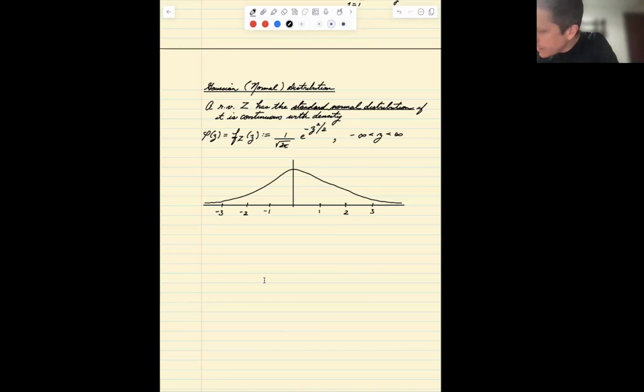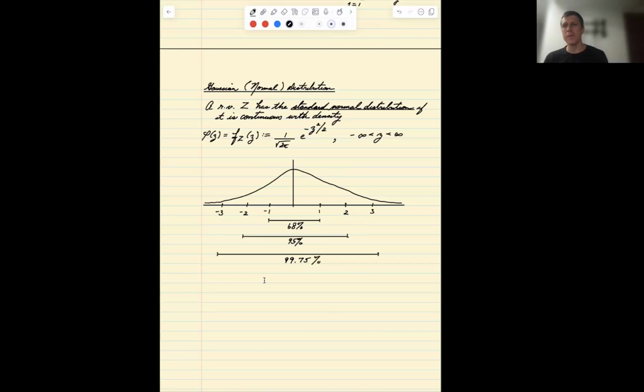Okay, so what are the properties of this? Between -1 and 1, there's 68% probability. Between -2 and 2, there is 95% probability. And between -3 and 3, there is 99.75% of the probability. So almost all of the probability is between -3 and 3, even though this is a distribution on all real numbers.